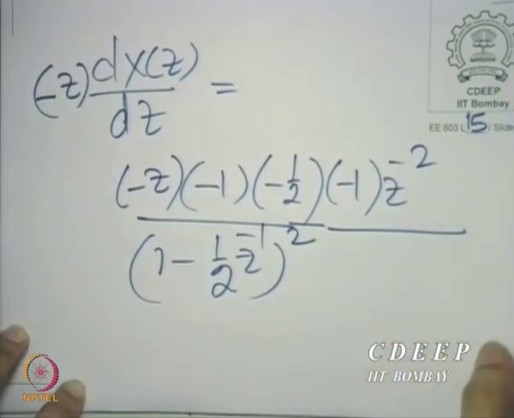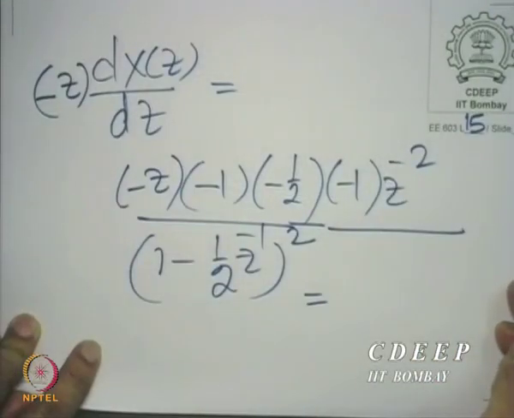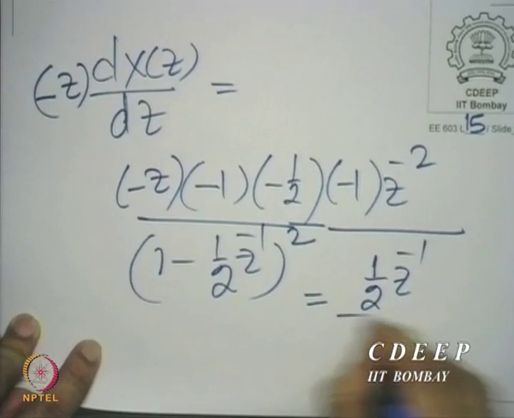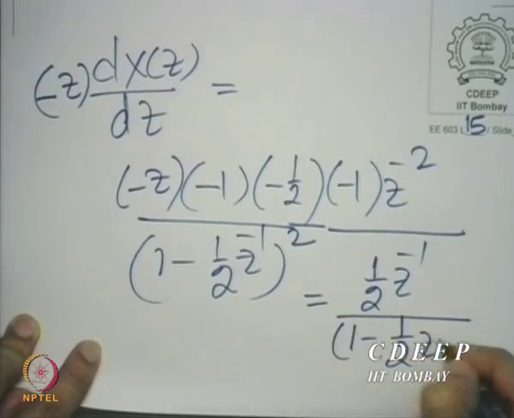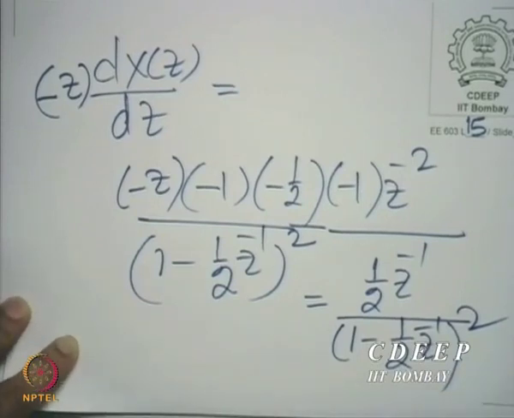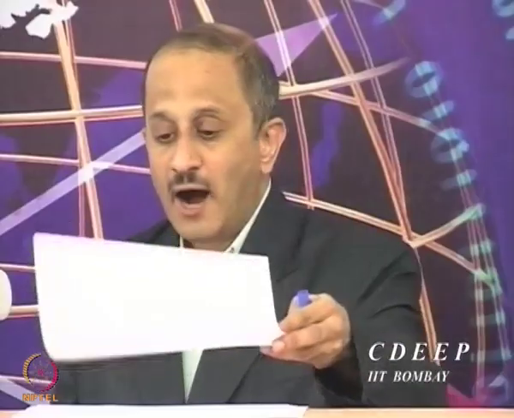So let's simplify this. Very clearly, you have 4 minus signs, that makes it a plus. You have half z inverse, divided by 1 minus half z inverse squared. Now, how do you get, you see, what we have here is what we wanted except for the factor of half z inverse in the numerator.